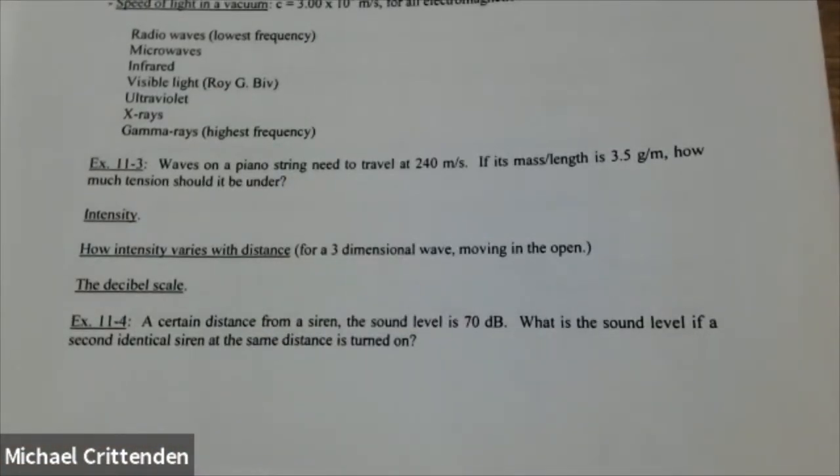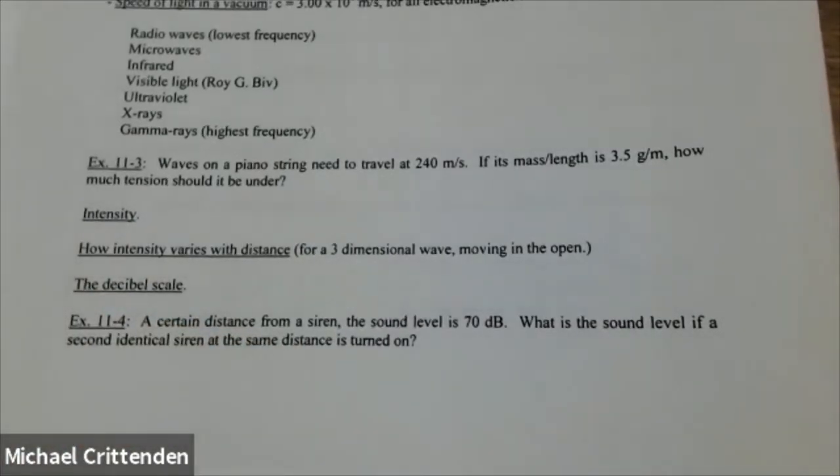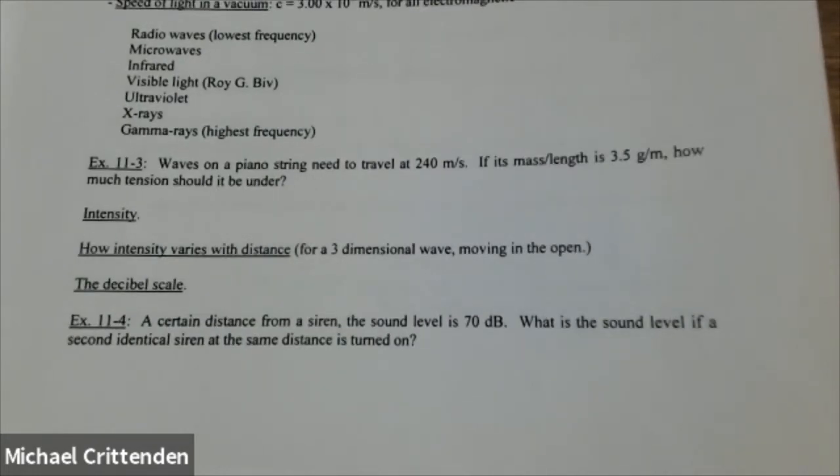It's only a line and a half. Let me just read it to you. It says, a certain distance from a siren, the sound level is 70 decibels. What is the sound level if a second identical siren goes off? In other words, your house just happens to be halfway between two fire stations with identical sirens on them. The siren goes off at the one fire station, and at your house, that creates 70 decibels. Well, a few minutes later, the siren goes off at the other fire station. How many decibels do you have then?